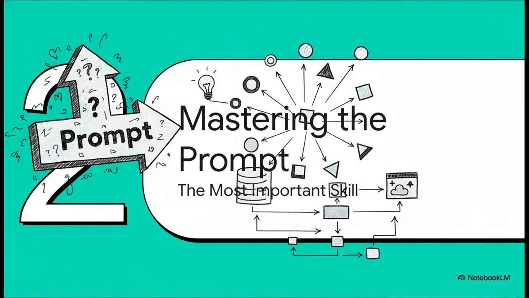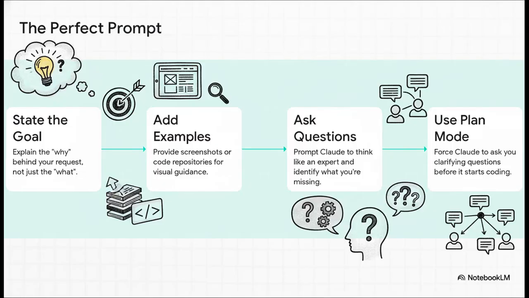All right, let's get into what is probably the single most important skill you can learn for any of this stuff: prompting. It's simple, really. The quality of what you get out is directly tied to the quality of what you put in. A great prompt is everything. So a perfect prompt really has 4 key ingredients. First, state the goal, and I mean the why, not just the what. Instead of saying, build a Kanban board, you'd say, build a board to help me organize my video ideas from script to upload. See the difference?